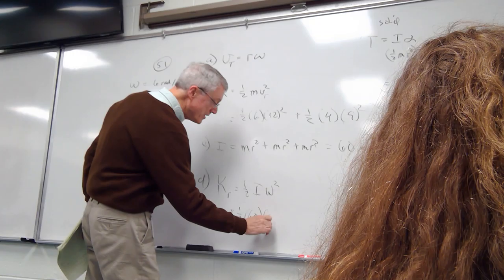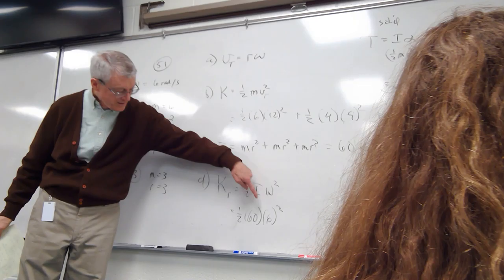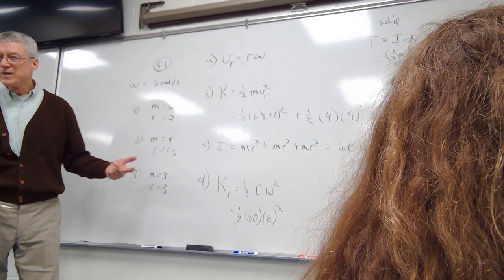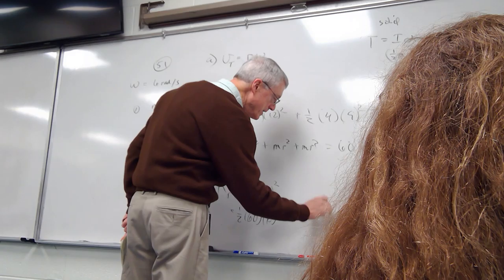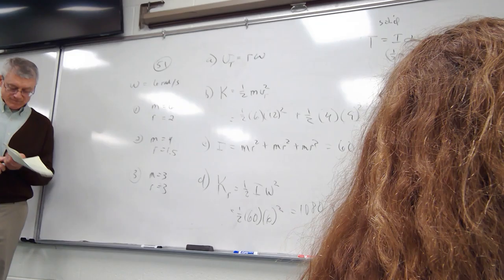6 squared. And all three of them had the same omega, and now we've added up all the I's already, so now you can get the whole system's K rotational all at once. And that will come out to be 1,080 joules of kinetic energy. Yeah. All right.